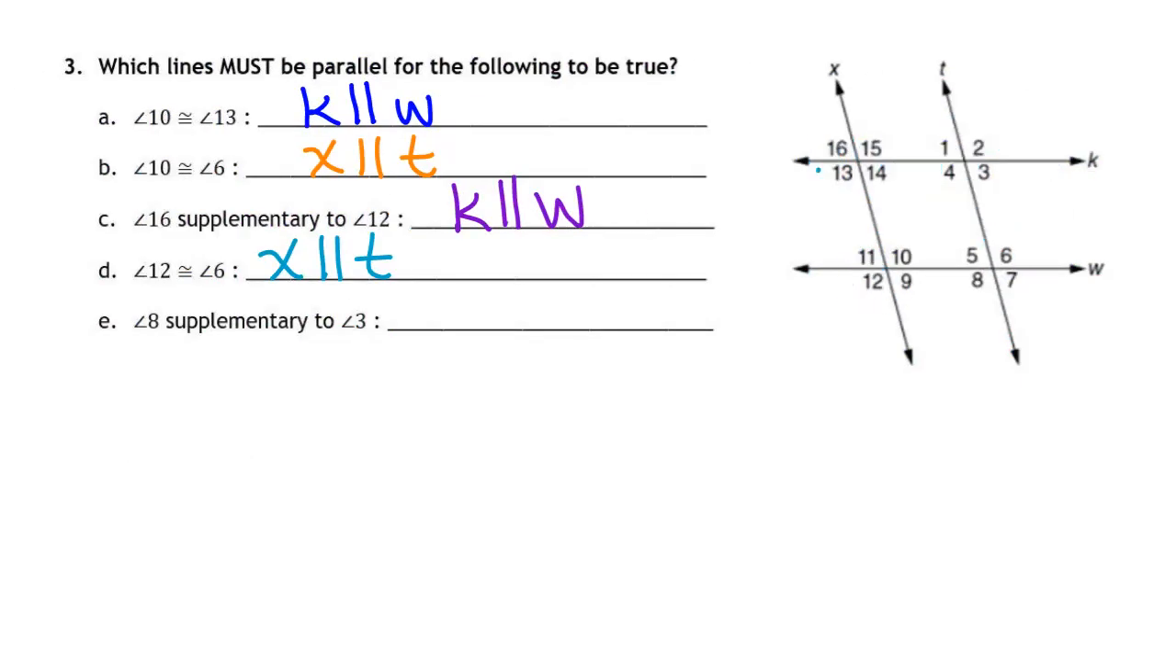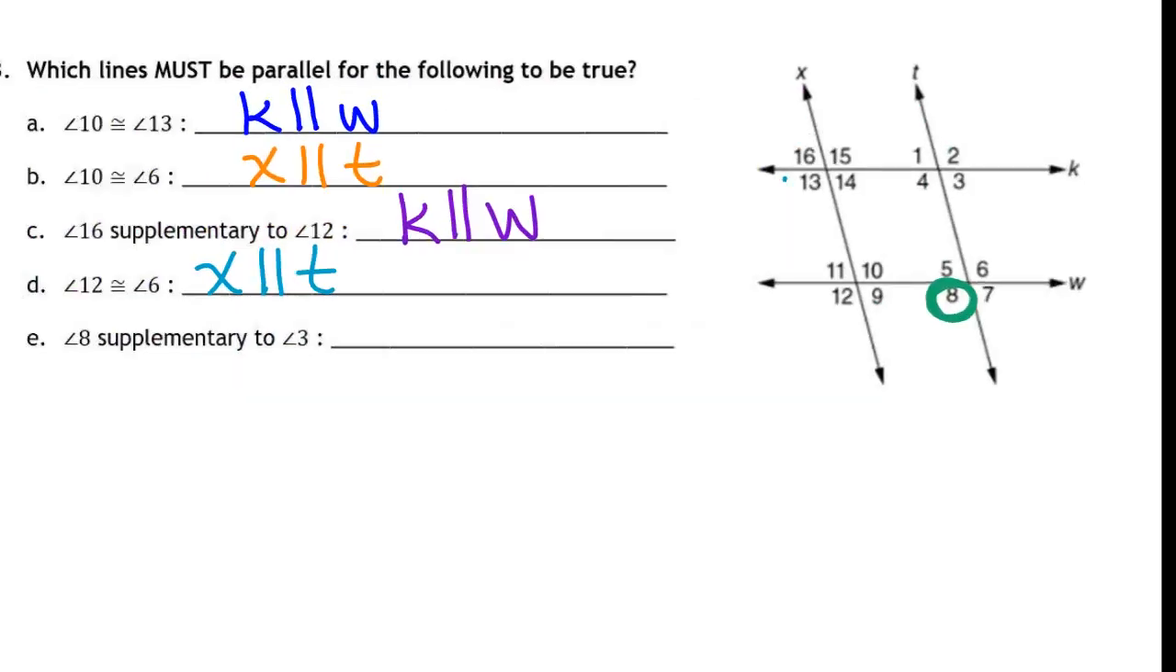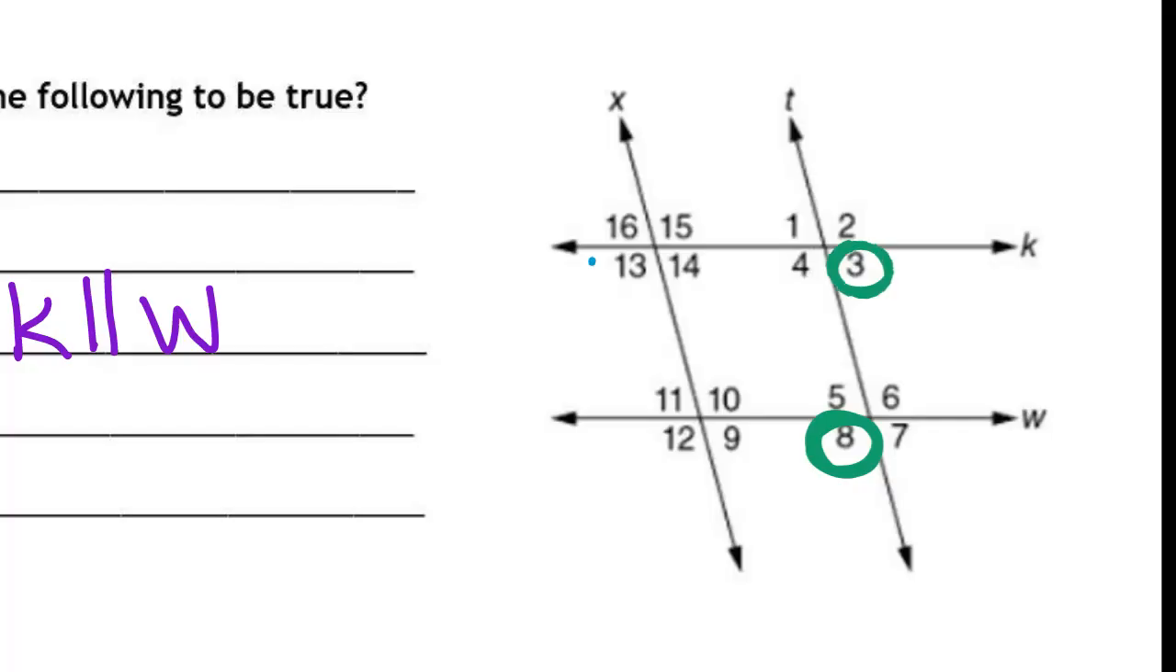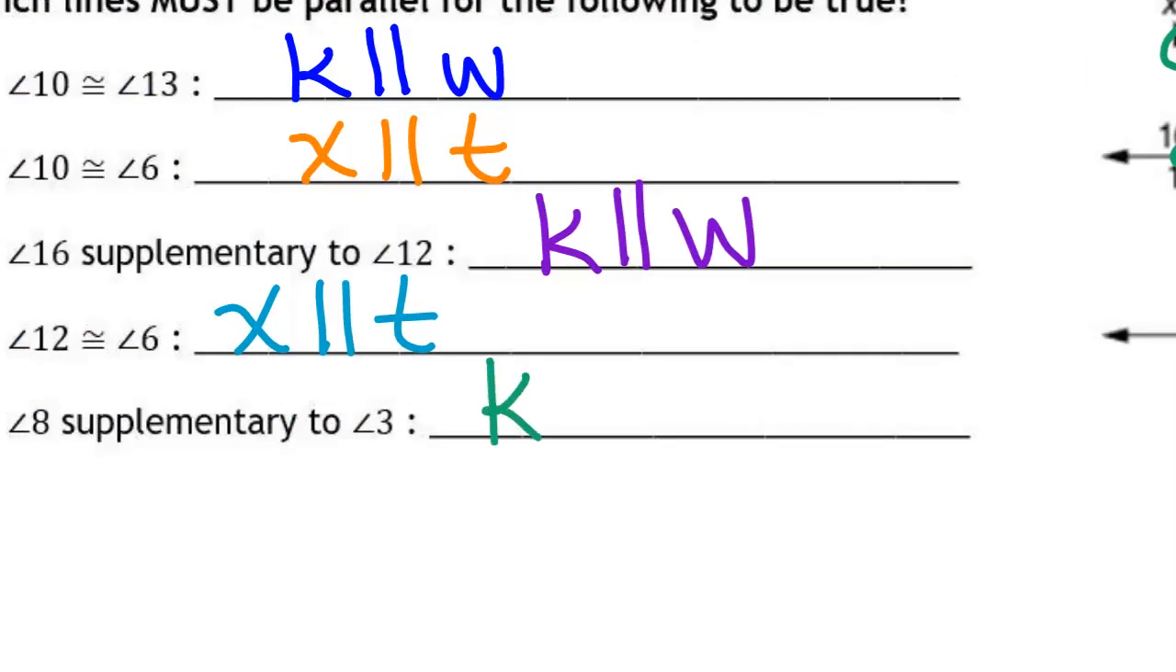Last one, angle 8 is supplementary to angle 3. Angle 8 is right here. Angle 3 is right here. What line do they both touch? They both touch T, and neither one touches X. So what lines would have to be parallel? K and W. K is parallel to W.